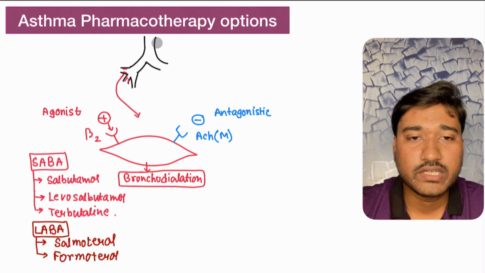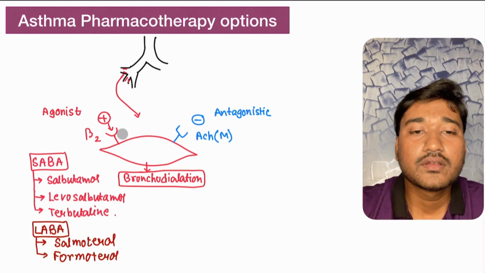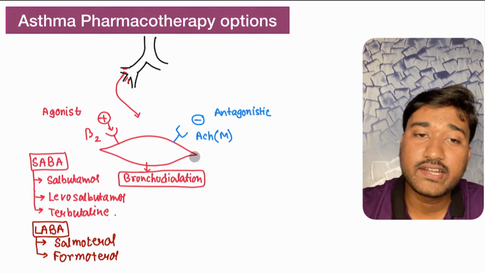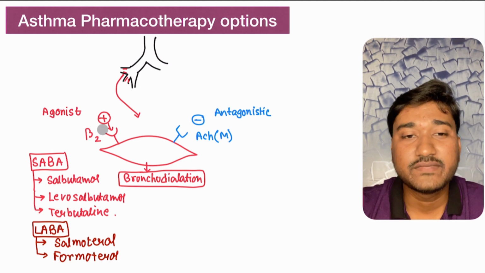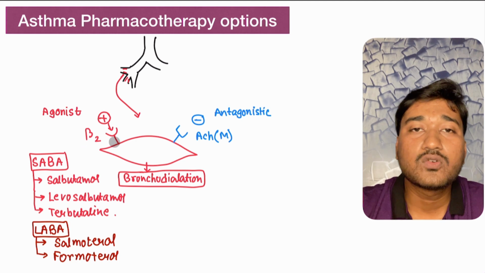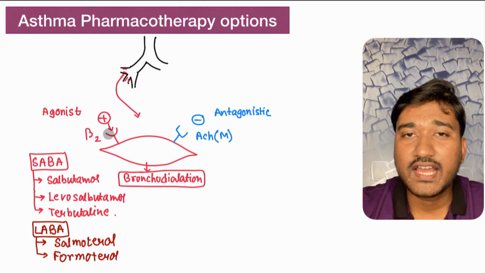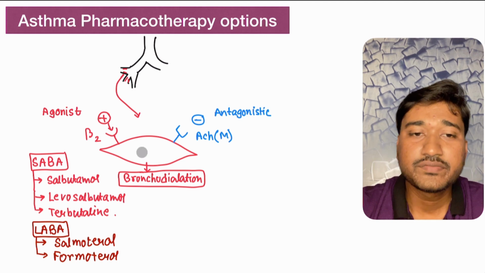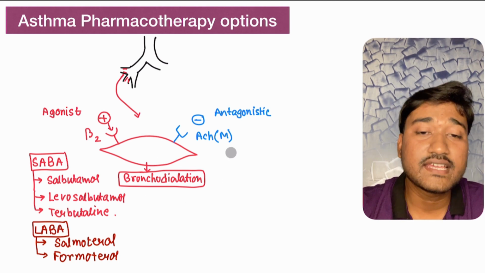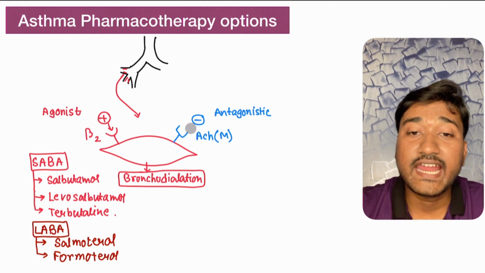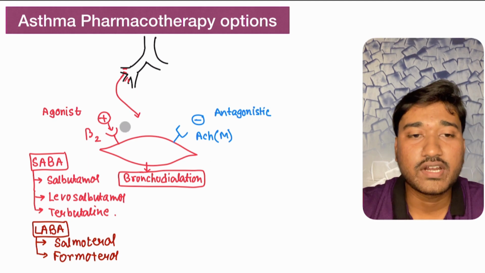For asthma pharmacotherapy options, let's look here. This is our bronchial smooth muscle, and your goal of treatment is to lead to bronchodilation. How can you achieve that? You can do it via this beta 2 receptor. If you give a drug which is basically an agonist of beta 2, it will lead to bronchodilation. As well as there are muscarinic acetylcholine receptors. If there is antagonism, that is, inhibition through this receptor, it will also lead to bronchodilation.